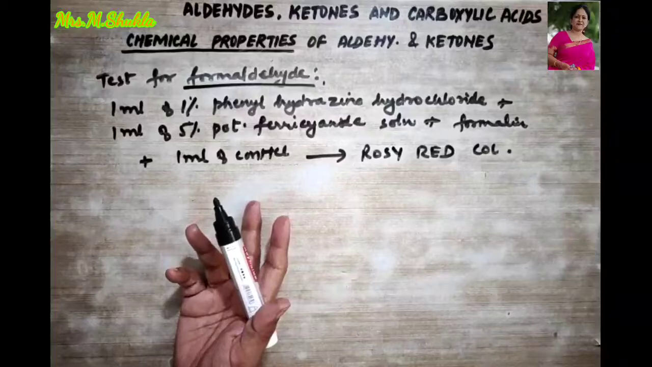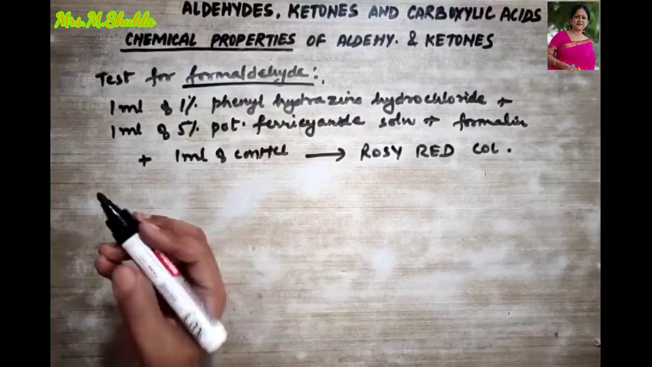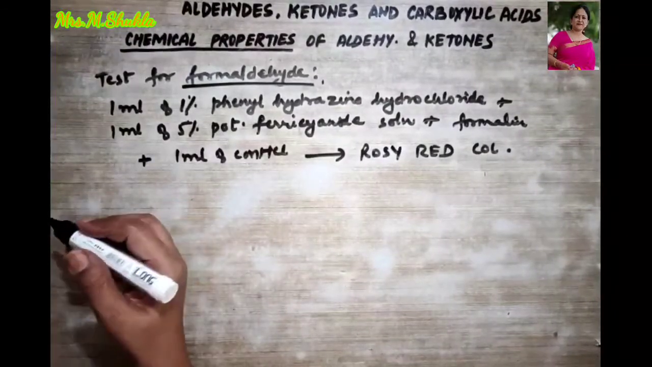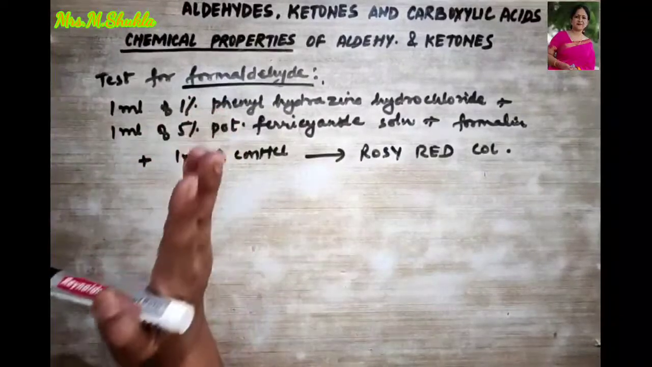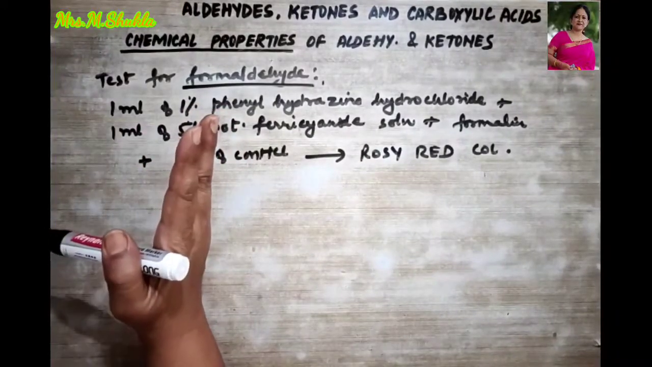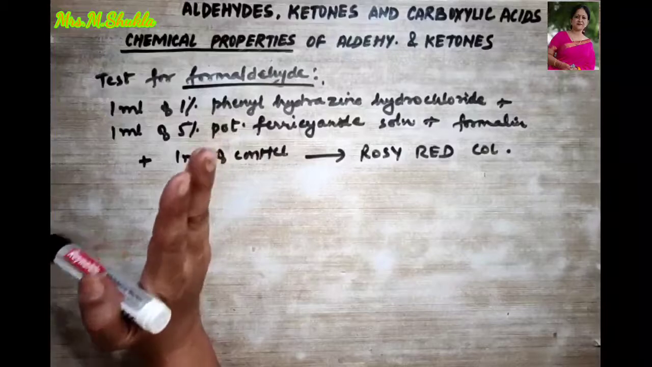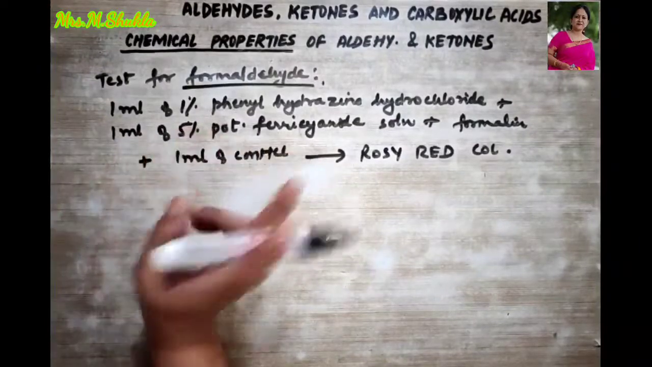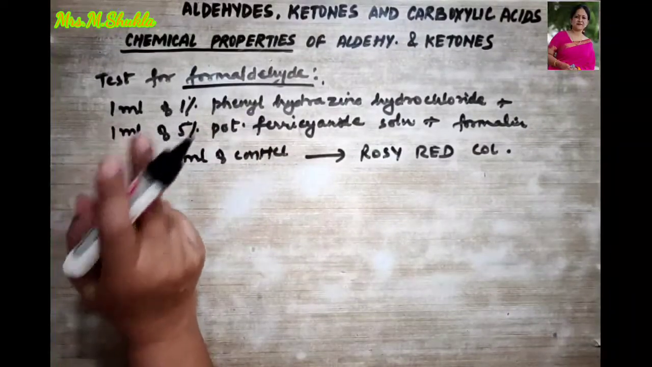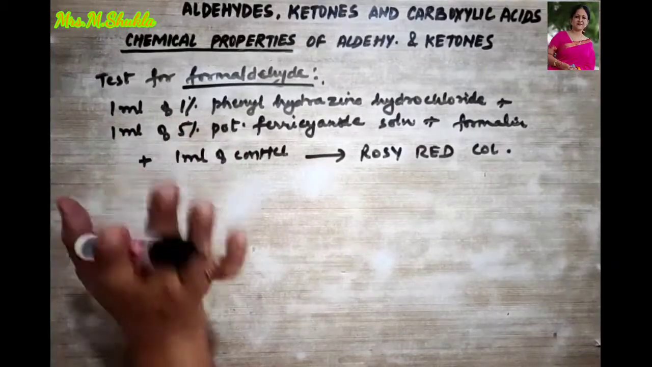And some more tests for acetaldehyde: acetaldehyde, as we have already done, gives a yellow precipitate with iodoform, right? And with freshly prepared sodium nitroprusside and excess of dilute NaOH, it also gives a deep red color.